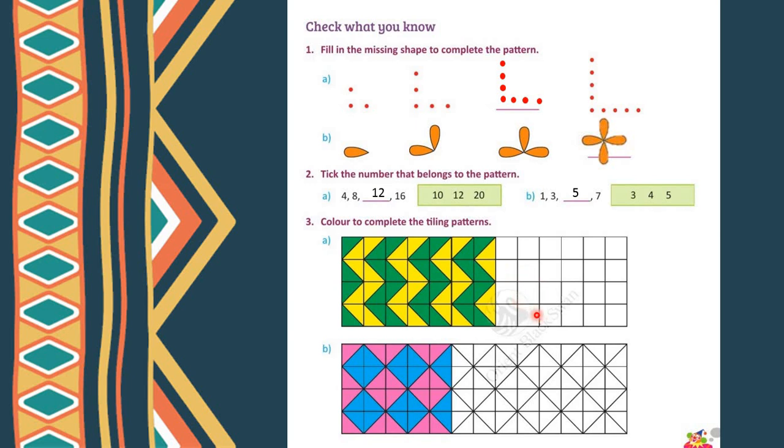And in the B part, they have used pink and blue color to create a beautiful pattern using triangles, right? So now you have to observe these patterns and you have to draw and color the pattern accordingly in order to complete these tiling patterns. I hope you may do it yourself.